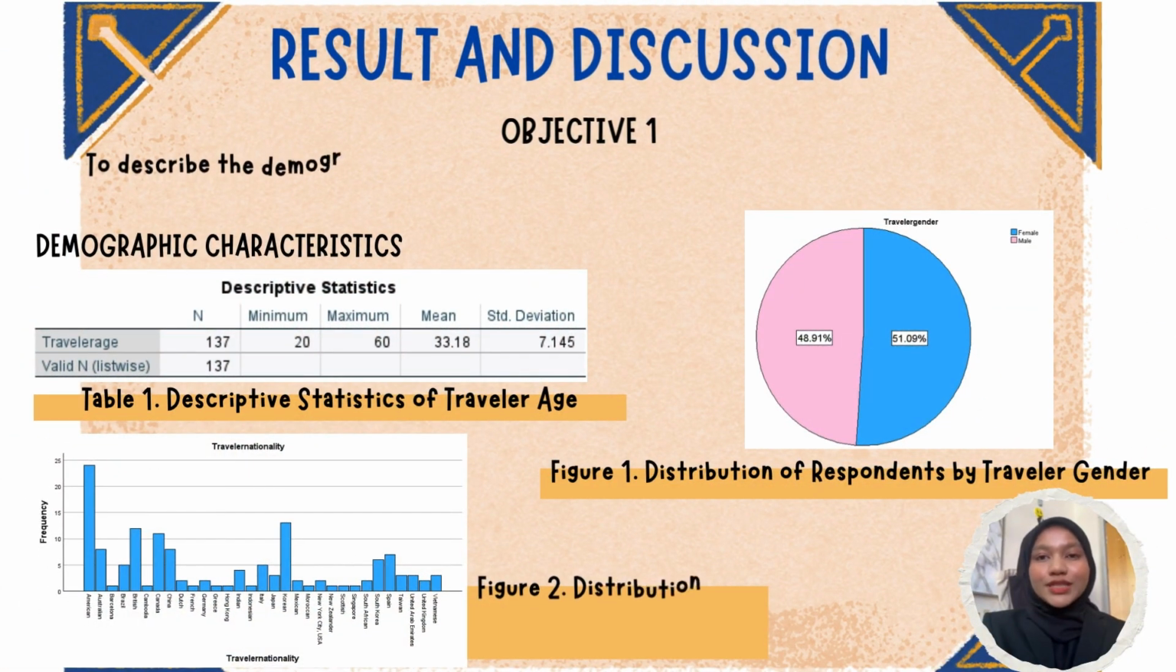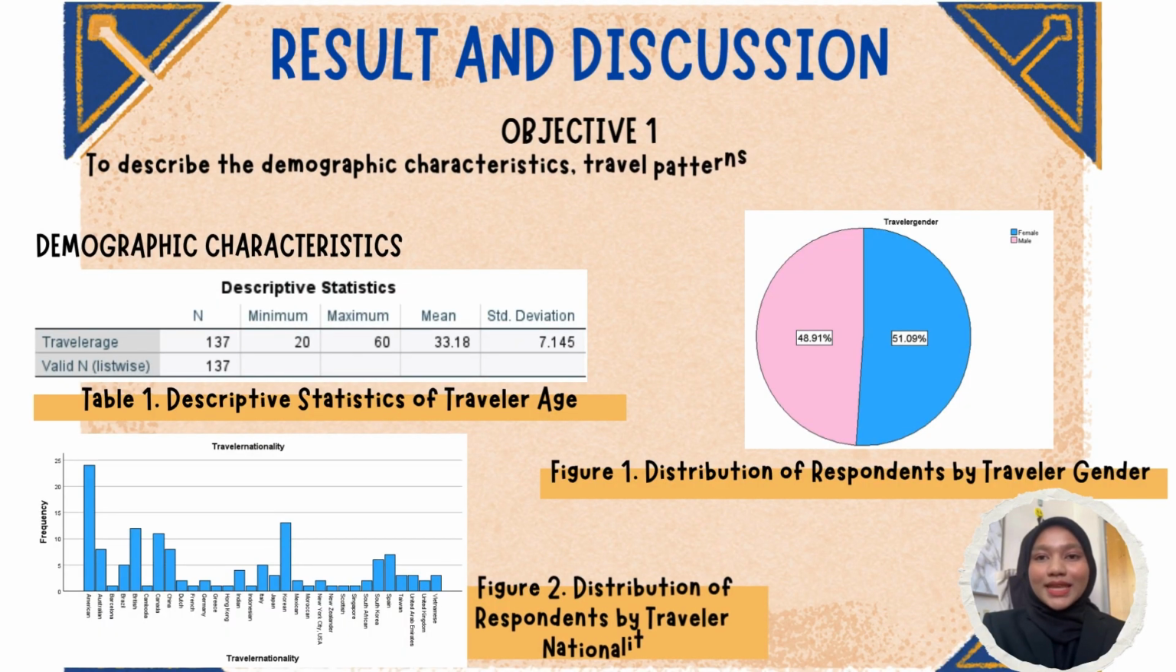Moving on to the first objective, which is to describe the demographic characteristic, travel pattern, and trip expenditure of the travelers. First is the demographic characteristic. Table 1 presents the descriptive statistic for traveler age. A total of 137 respondents participated in this study. The respondent age range from 20 to 60 years with a mean age of 33.18 years and standard deviation of 7.145. This indicates that most respondents were young to middle-aged adults with a moderate variation in age.